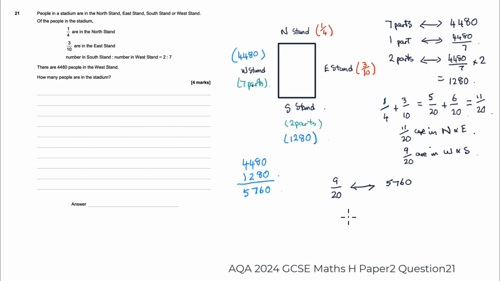Well, what'll 1/20th be? If we've got 9 of them corresponding to this, 1 of them will correspond to 1/9 of that. We'll have to divide that by 9. But what are we after? We're after the whole lot. That's 20/20ths. So if we know 1 of them is this, then 20/20ths will be 20 times this. So it's whatever that number is times 20.